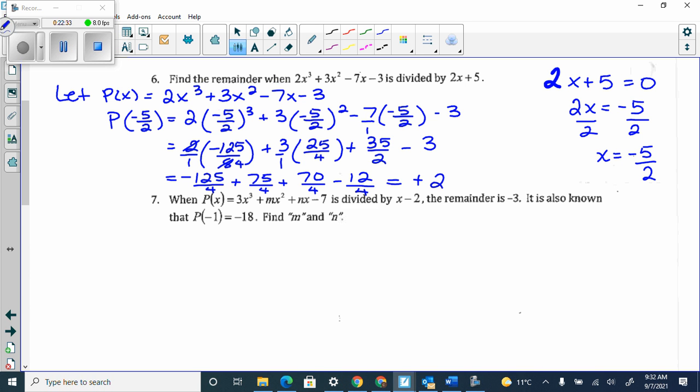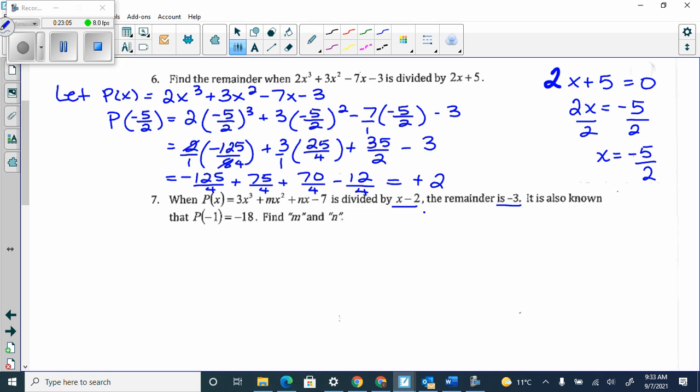All right. So, when p of x equals 3x cubed plus mx squared plus nx minus 7, what's the problem for this one compared to the previous ones? There are 2 variables. When there's 1, you can just use remainder theorem, plug it in, life is good, a little bit of algebra. When there's 2, we're going to actually have to use elimination from grade 10, where you eliminate some variables. So, it says, if it is divided by x minus 2, the remainder is -3.